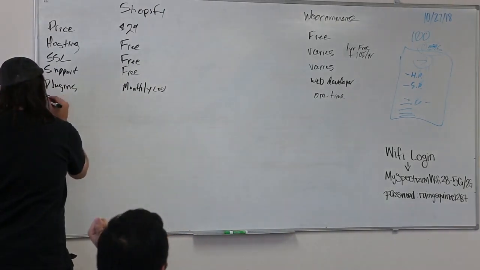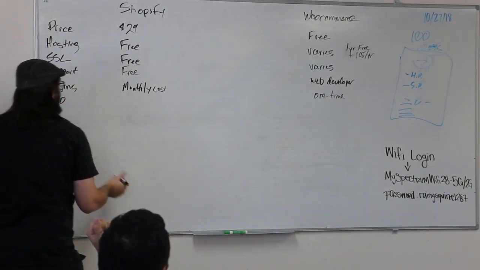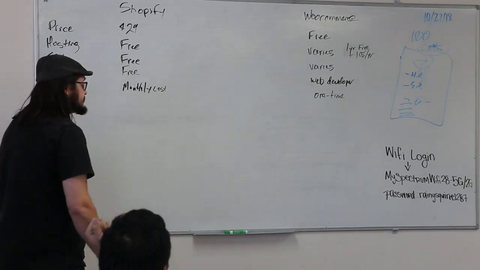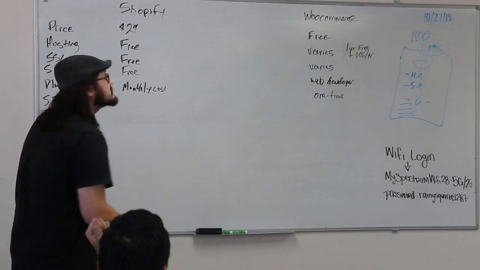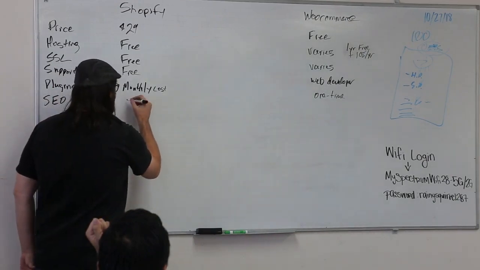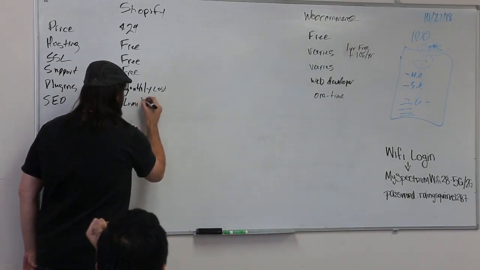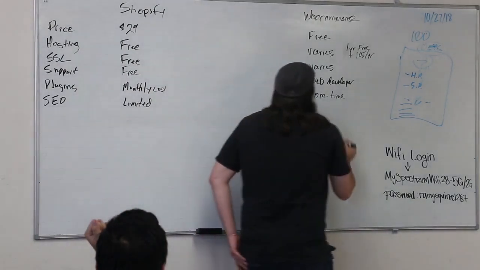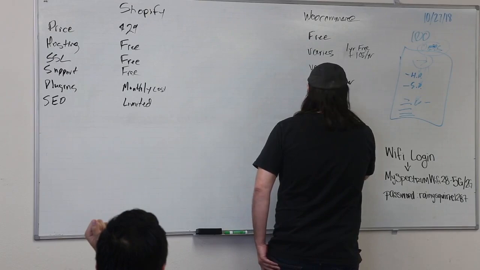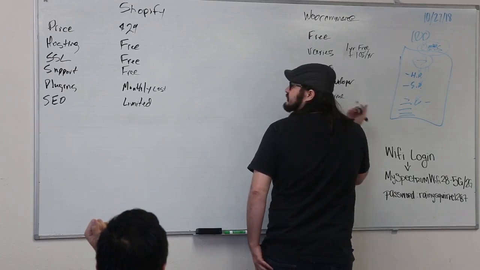SEO. With Shopify, you can only edit so much because it's not that flexible in comparison to WooCommerce. So SEO is a bit limited. There's only so many things you can do here, and it's basically inside of their playground. For WooCommerce, it's wide open basically. It's up to you. I don't know how I should say it.